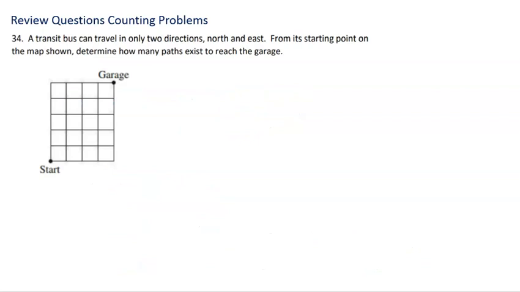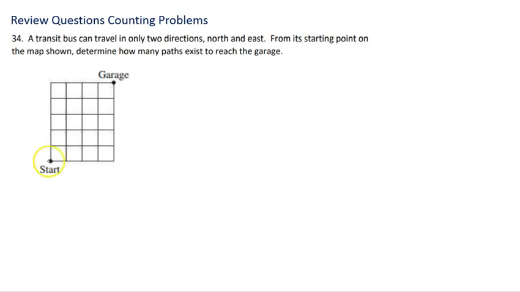Okay, for our last problem, we have a transit bus. It can travel in only 2 directions, north and east. That's it. From its starting point on the map shown, determine how many paths exist to reach the garage. So let's talk about our paths. You can start listing every possibility, but it's going to take a while, and I think you might get overwhelmed. So we're going to have to find an easier way to do this.